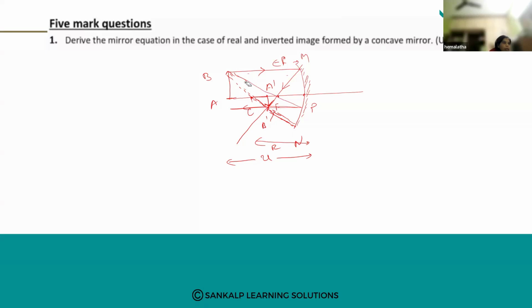Now what we are doing is deriving the relation 1 by F is equal to 1 by U plus 1 by V. So for this, this distance is known as V. This distance is V.